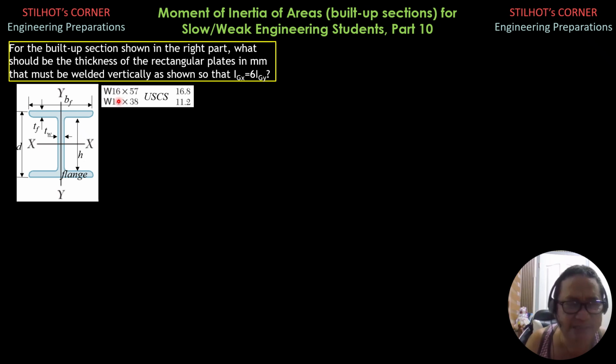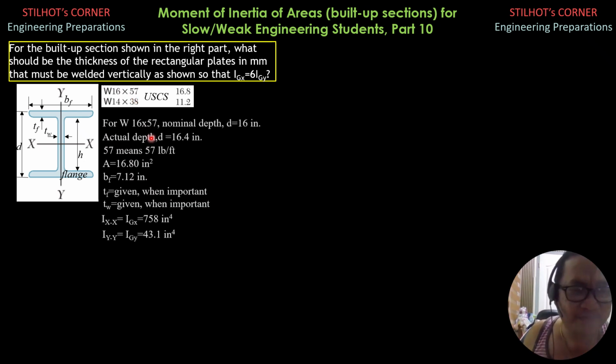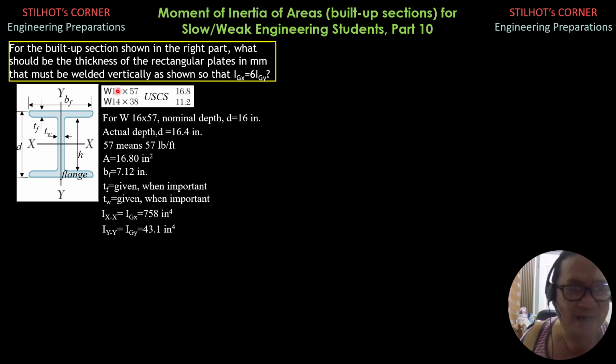So the first number 16 means the nominal depth in inches, but that's not the actual depth. The actual depth will be given. It will be provided in the table. The second number is the weight per foot of the wide flange. That's the idea. If the first number is relatively low, it is USCS, English unit. So 16 nominal depth is 16 inches. That's the meaning of that.